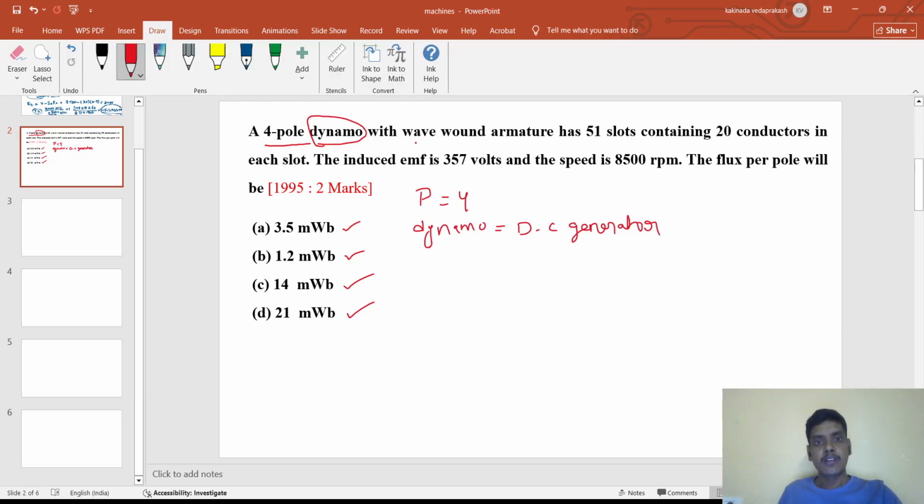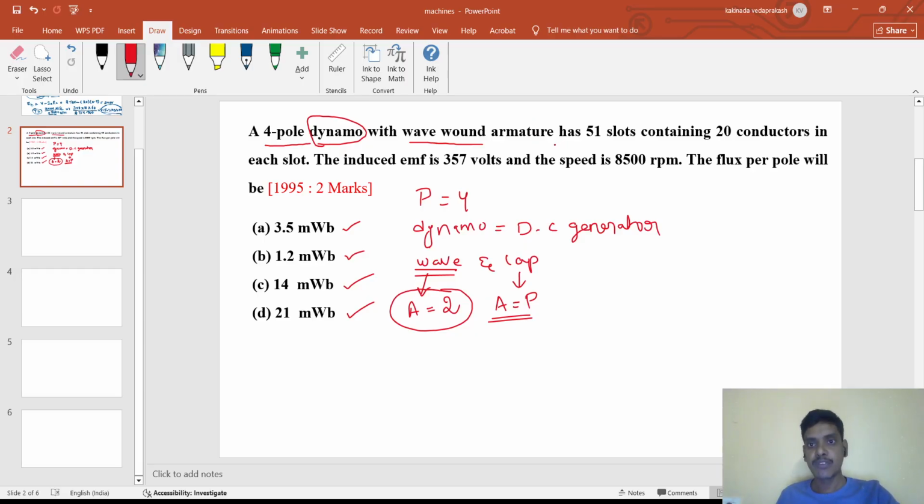Now coming to the dynamo with wave winding. We know there are two types of winding: wave winding and lap winding. If it is a wave winding, the number of parallel paths A becomes 2. If it is a lap winding, the number of parallel paths becomes equal to the number of poles. Here, the dynamo has wave winding, and the armature has 51 slots containing 20 conductors in each slot.